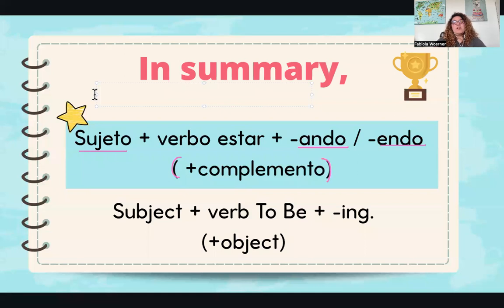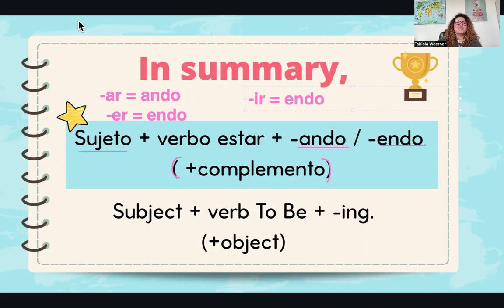Another thing we've talked about so far is that verbs ending in ar are going to use the ending ando. Verbs ending in er are using the ending endo. And then verbs ending in ir are also using the ending endo. So this is very important to keep in mind when trying to figure out if our next verb after estar is going to be with an ando or an endo ending.